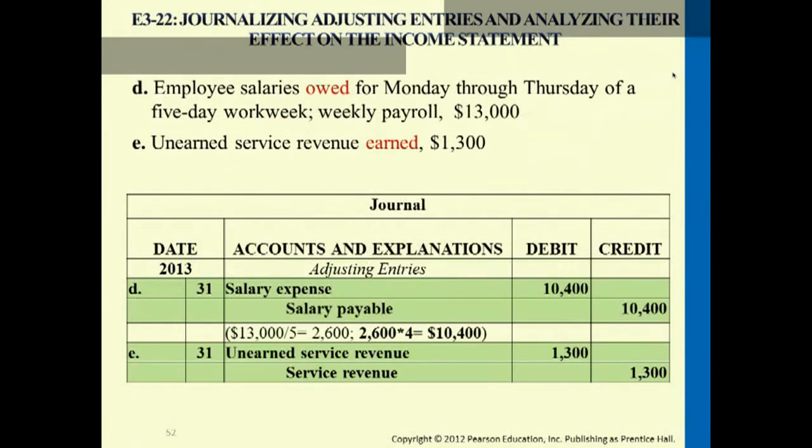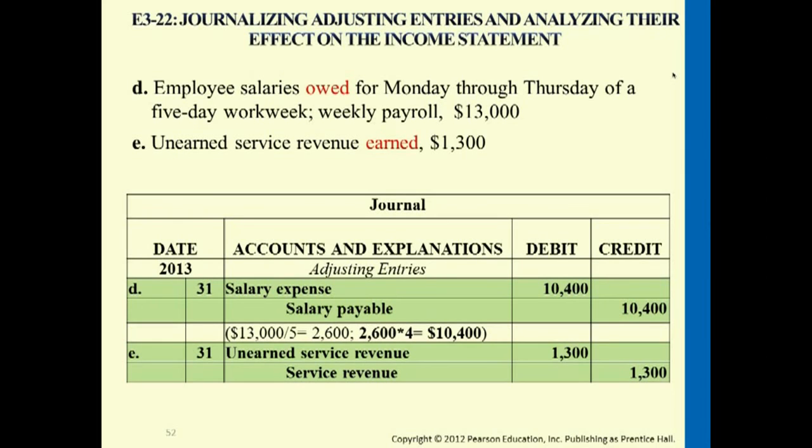Okay, we have two more. Employee salaries owed for Monday through Thursday. This is a five-day work week, but we're only capturing Monday, Tuesday, Wednesday, Thursday. So we're not recording a payable liability for the entire $13,000, but we break that down to a daily basis and multiply by 4 days. Every single day the work is worth $2,600, and you have Monday, Tuesday, Wednesday, Thursday, times 4 days. So salary payable altogether will be $10,400 instead of 5 days, $13,000.